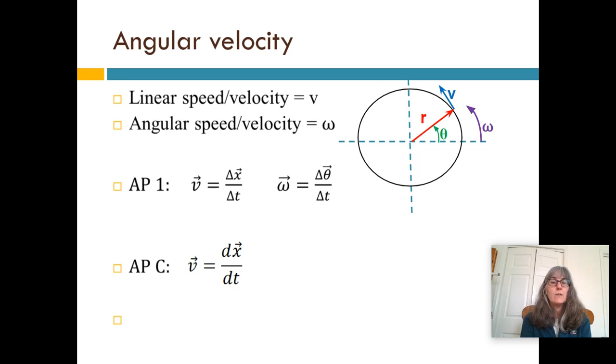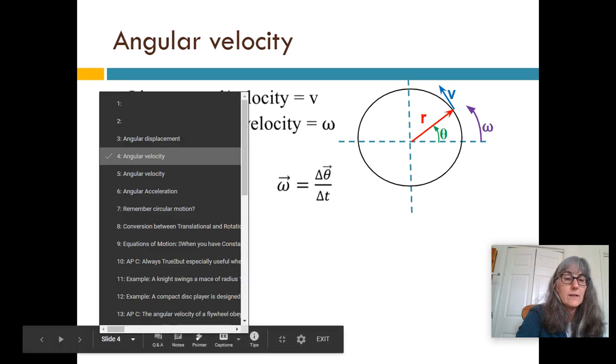For AP1, we define this as speed was equal to the change in distance, or the velocity was equal to the change in displacement over the change in time. So we get omega is equal to the change in angle divided by the change in time. And for APC, we know that we can write that as a differential as well.